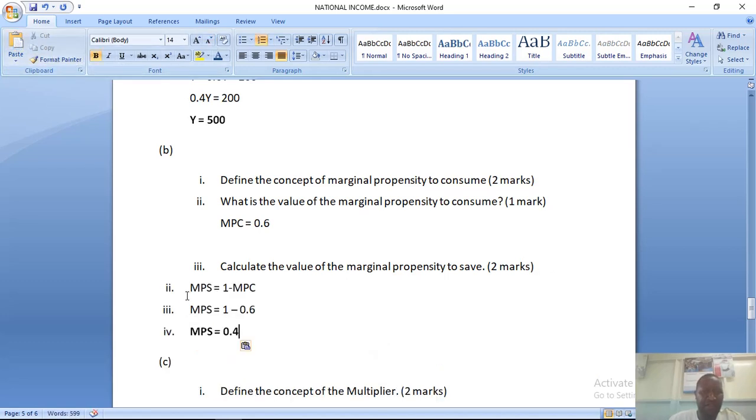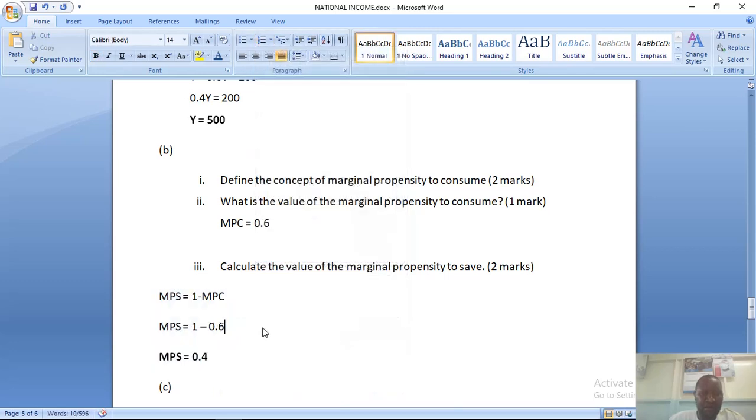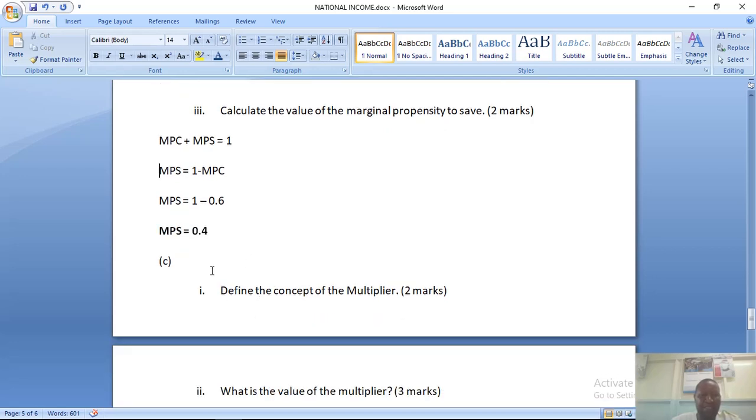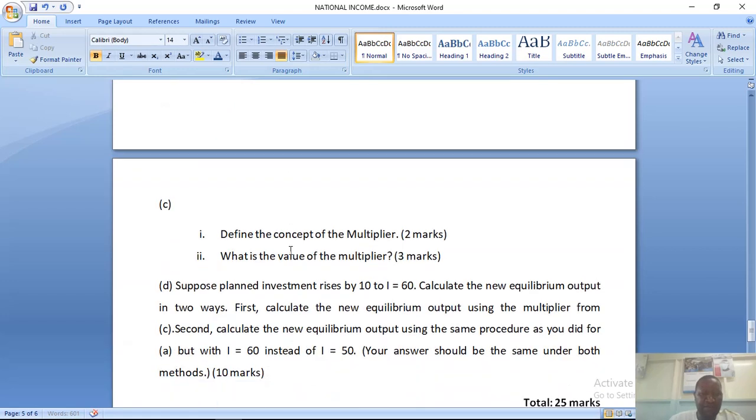This is where you are going to say since MPC plus MPS equals 1, MPS is going to be equal to 1 minus MPC, and so 1 minus 0.6, MPS is going to be 0.4. So let's move on to part 3 of this question.